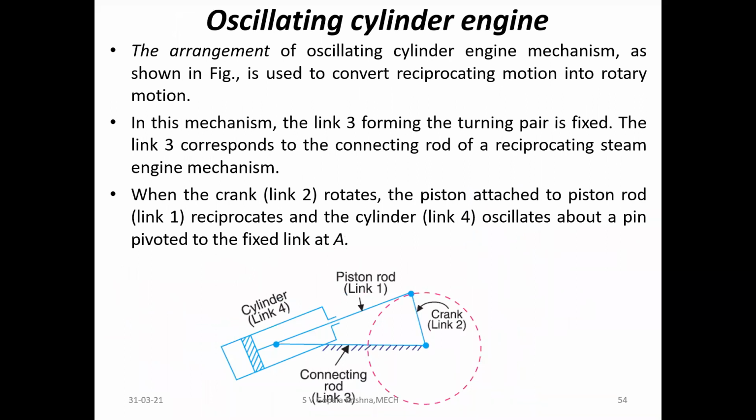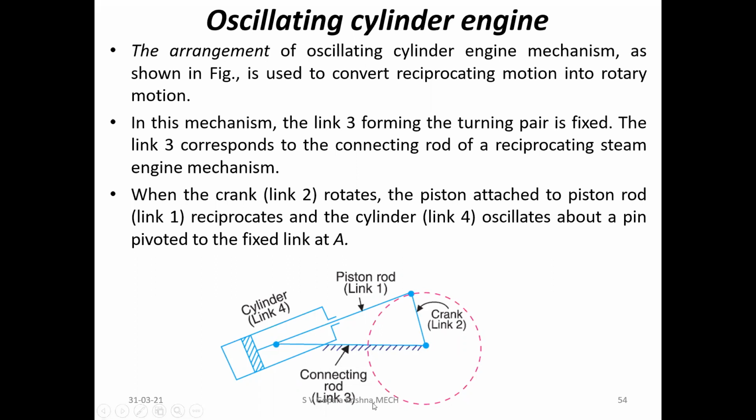Now we are going to see the second inversion, the oscillating cylinder engine. Just observe the diagram. It is very important; in our subject we have to mainly focus on the diagrams. Now in this inversion, the connecting rod is fixed here. The crank is there, the piston rod is there, the cylinder is there, and the connecting rod is acting as the fixed link.